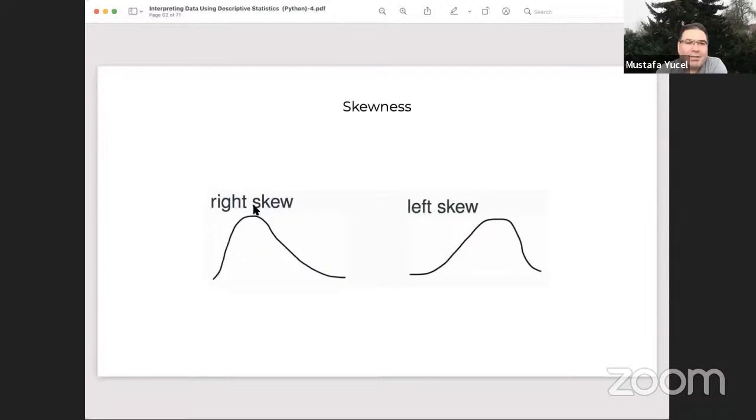Let's say it is basketball player or basketball team heights. In this team there are really tall players. In this team, okay, most players are here. You can find really some short players.